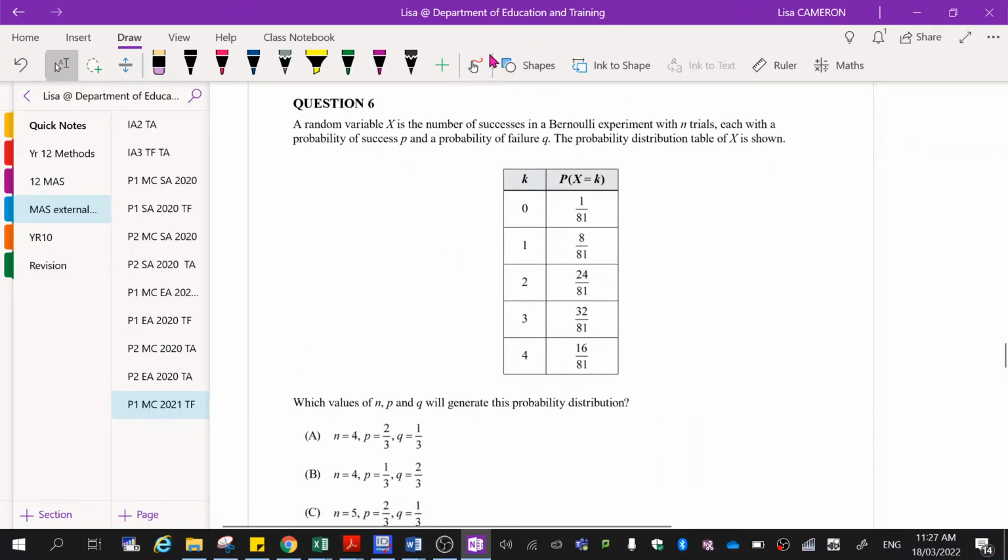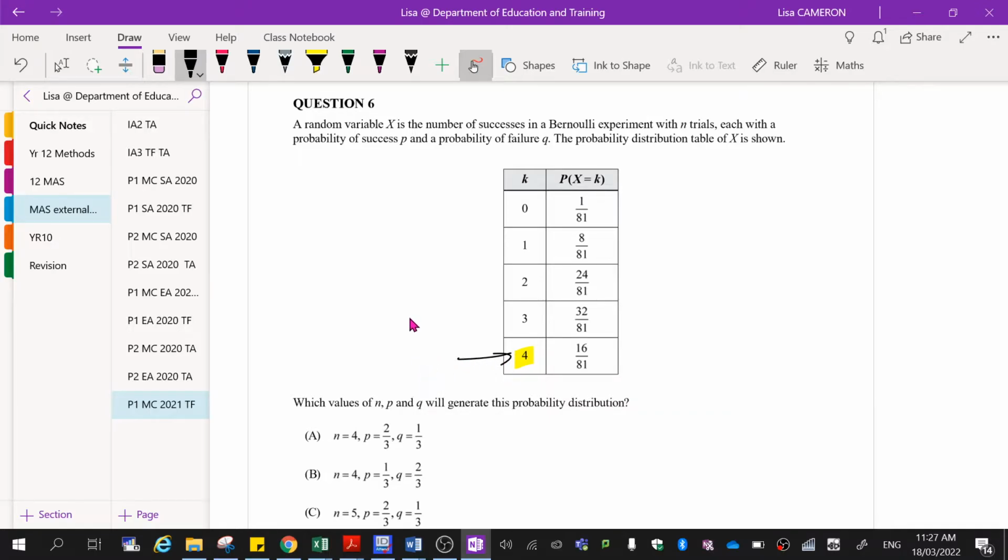Question 6. A random variable x is the number of successful Bernoulli experiments with n trials, each of which has a probability of success and a probability of failure. The probability distribution is shown in the table below. Now, first thing, I disagree with the answer that QCAA has put out. If you can figure out why I'm wrong, I'm happy to change it, but at the moment, I'm sticking to my guns.